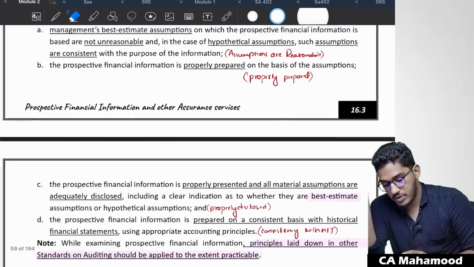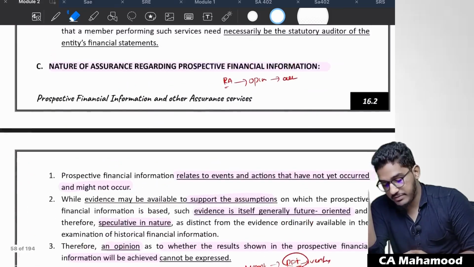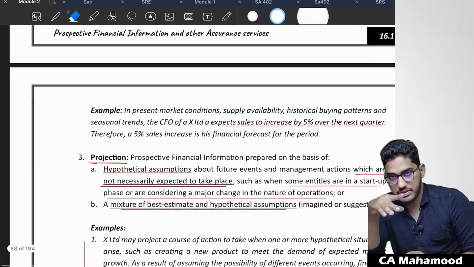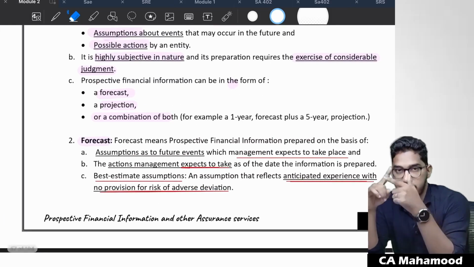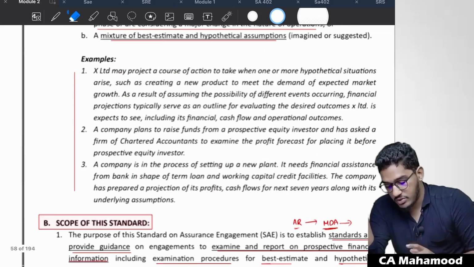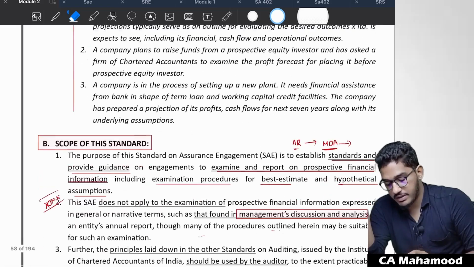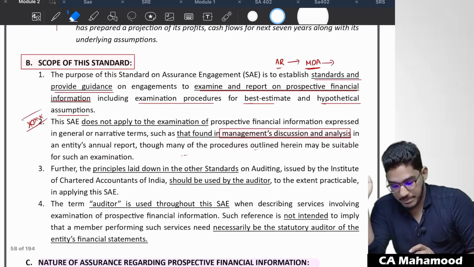So first we understood what is the meaning of prospective financial information, and we have seen what are the different types of prospective financial information. Prospective financial information can be divided into two categories. One is forecast, other one is projection. Then we have understood what is the scope of the standard, when the standard will become applicable, when the standard will not become applicable.